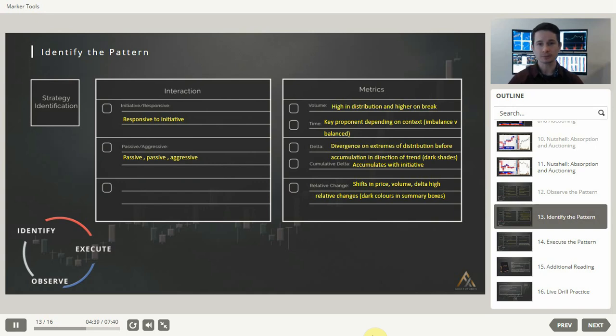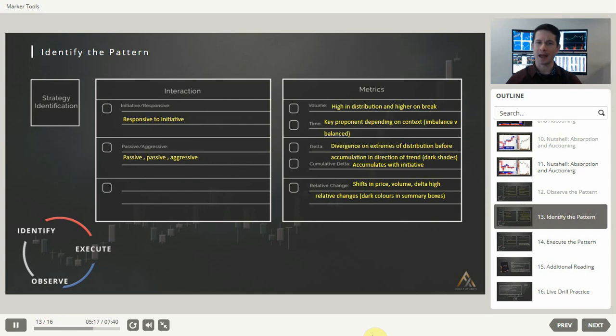Now metrics, super important. You want to pay attention to these key metrics. Simply get the chart up and have a look at the volume, the time, the delta, the cumulative delta, and the relative change. Make sure you're writing down what was happening with every one of these metrics within this strategy. In general, what we observed was high volume within the distribution, but much higher on the break. For obvious reasons, initiative does tend to bring new business and high volume. In terms of time, it is a relatively key proponent, and obviously this depends quite a lot on context.